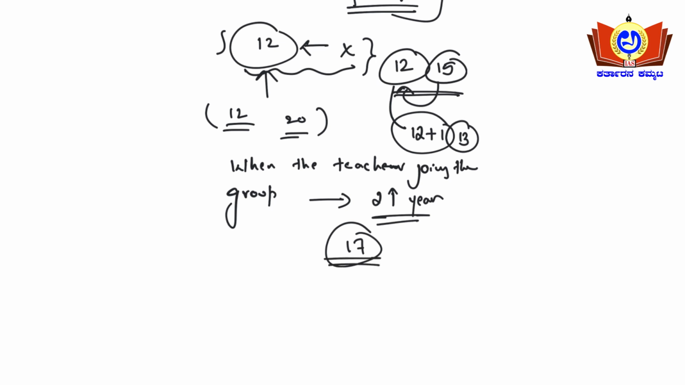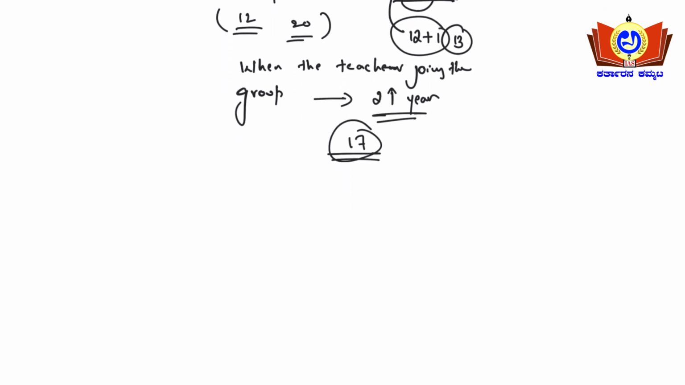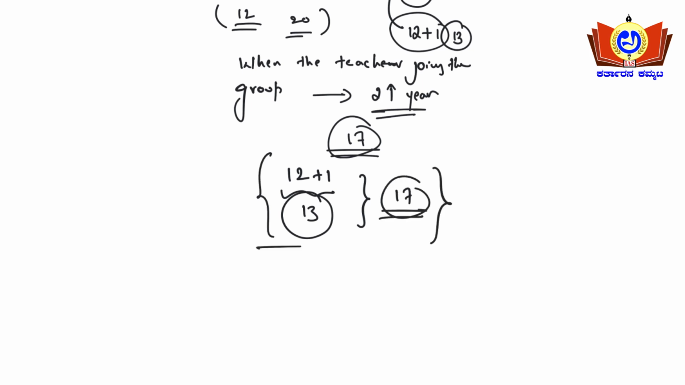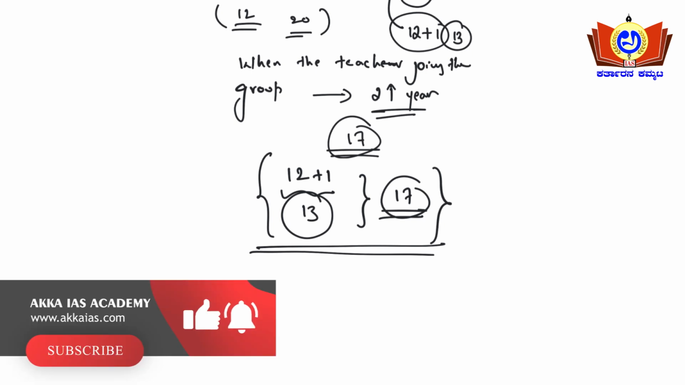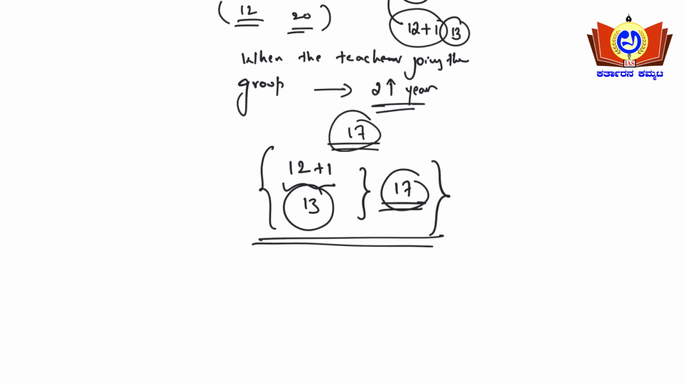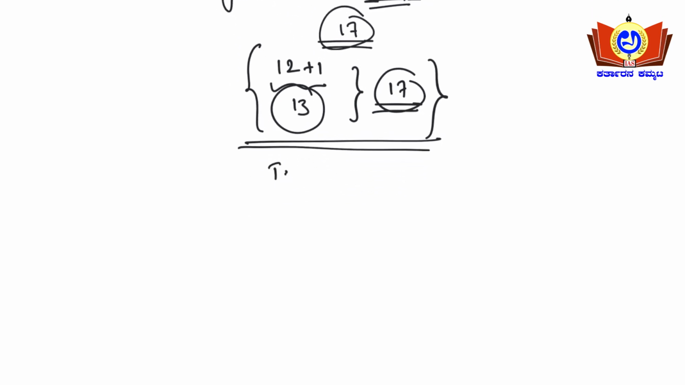So what is this 17? There are 12 students plus one teacher, so there are 13 persons in the group and each person has the age of 17 years. This is the concept of equal distribution, the basic concept of averages. The question asks: what is the age of the teacher? That is the question mark we need to find out.